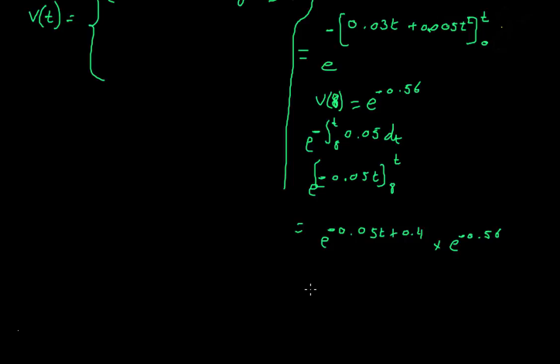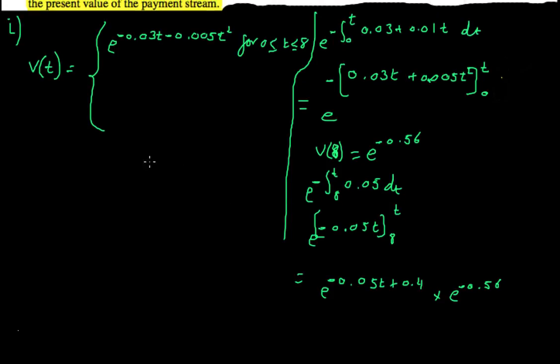So this is just going to be equal to e to the negative 0.05 t, and then negative 0.56 plus 0.4, which is minus 0.16, for when t is greater than 8, or the way the question did it was 8 is less than t. Doesn't really matter too much. Okay, so that's part I.